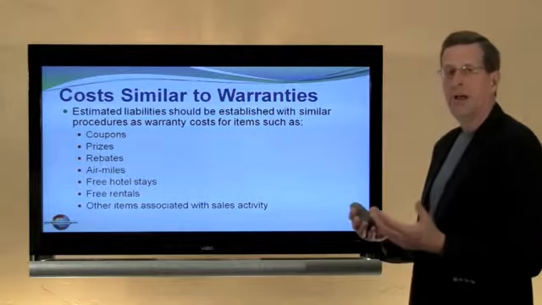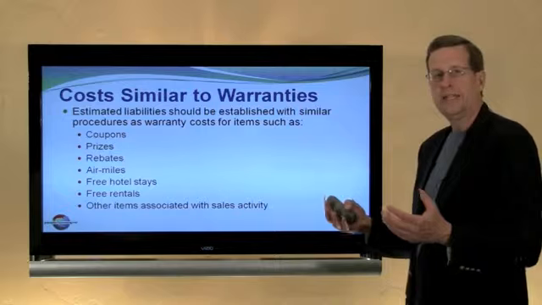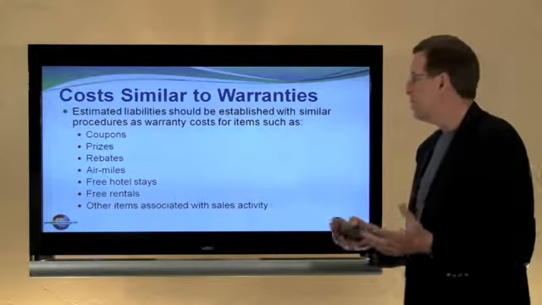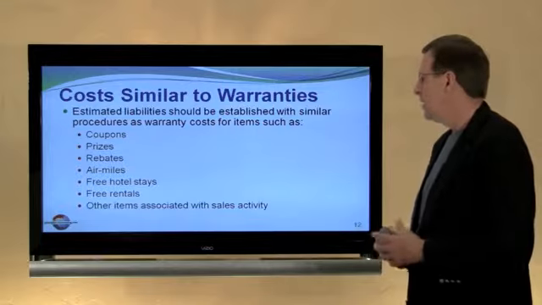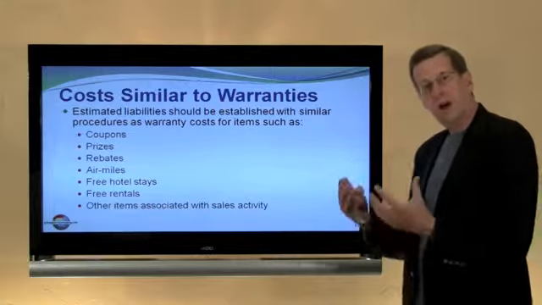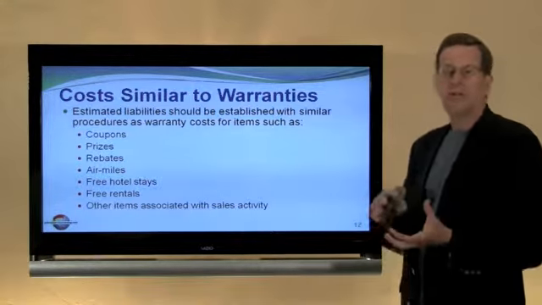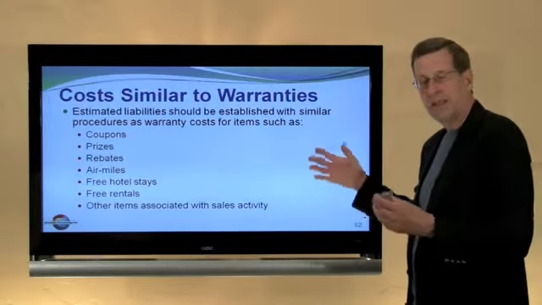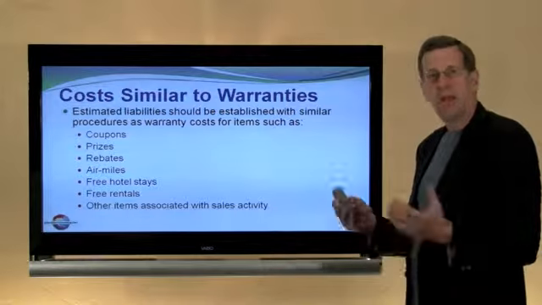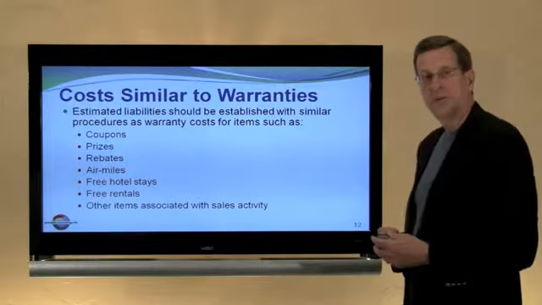There are other costs that are similar to warranties. These would include coupons, prizes, rebates, airlines with their Advantage Miles programs and so forth, free hotel stays, free rentals, other items associated with sales activities. All of these represent items that are deemed to be probable and subject to reasonable estimations. They're estimated liabilities that broadly fall under the umbrella of contingent liabilities susceptible to accrual.